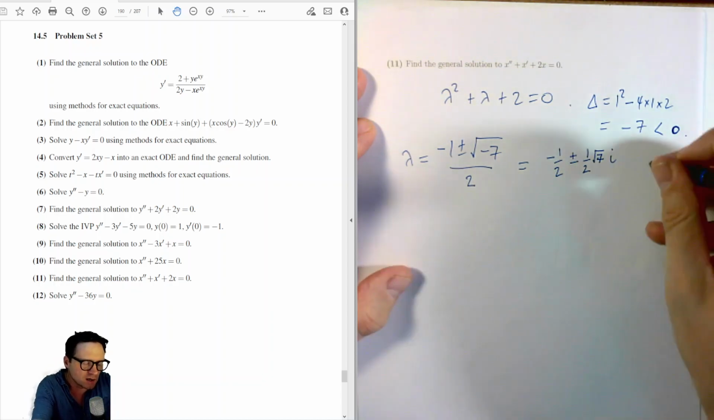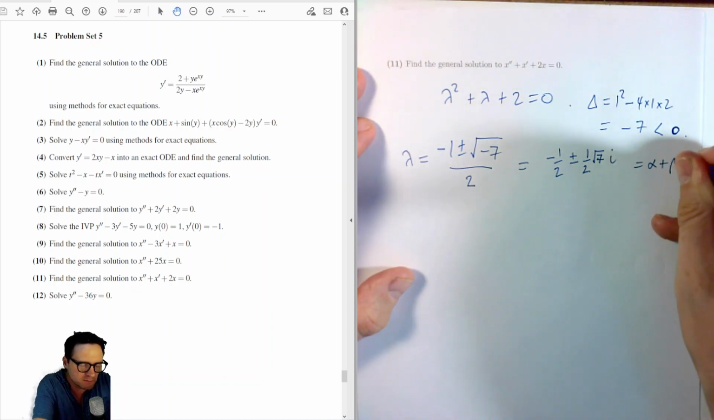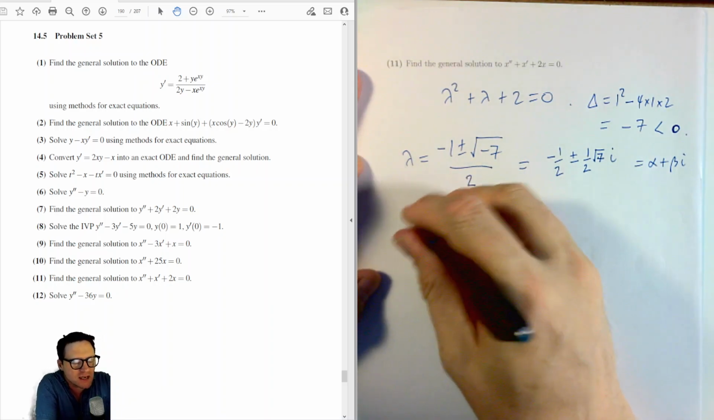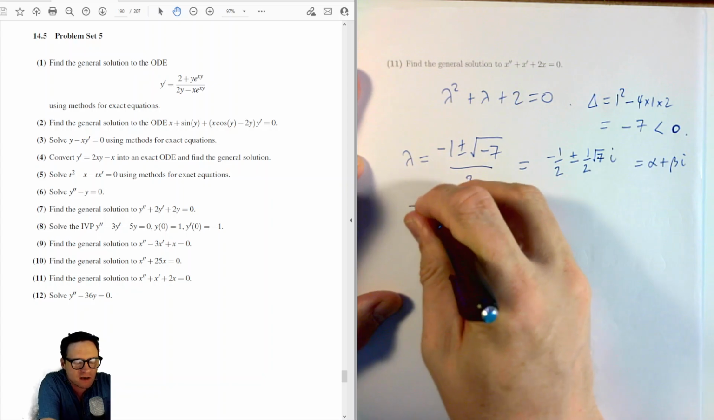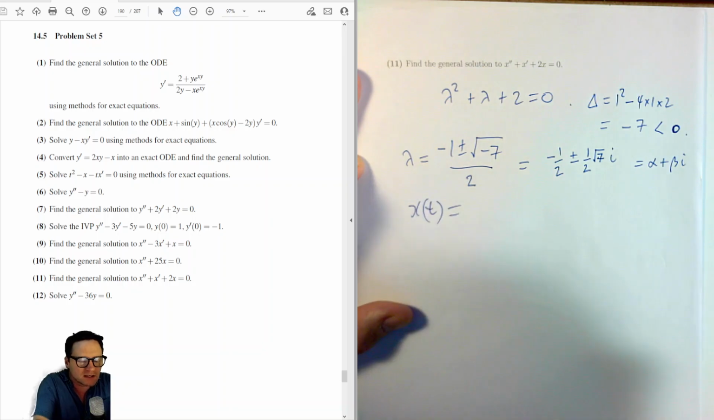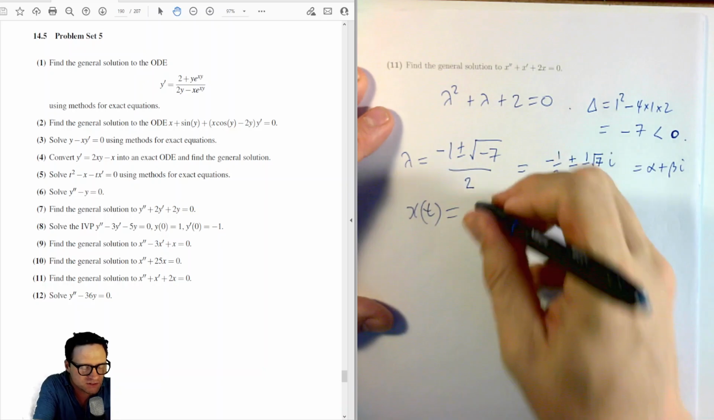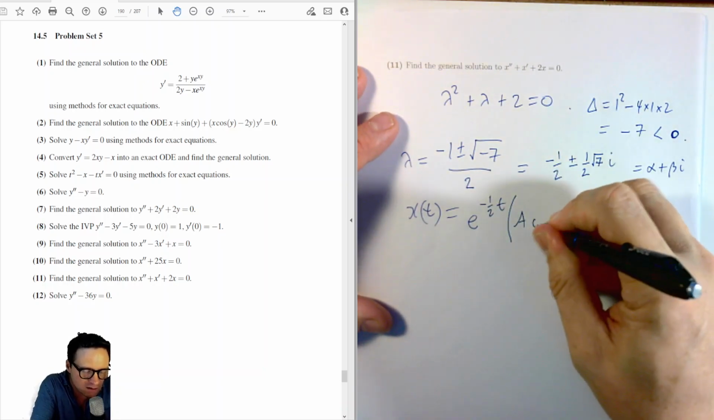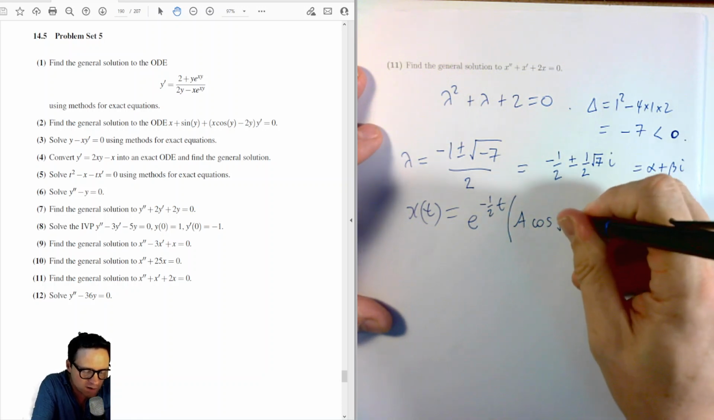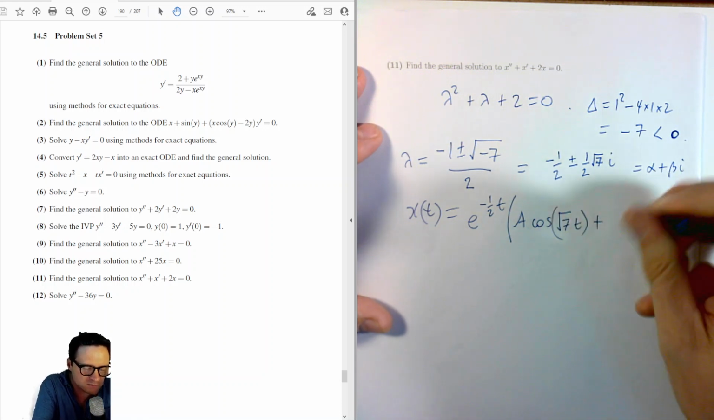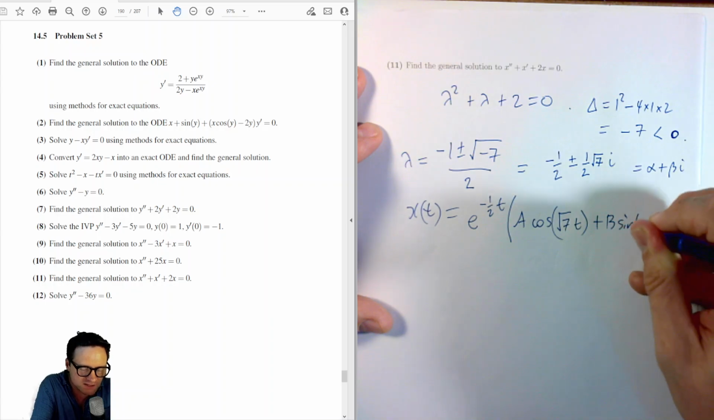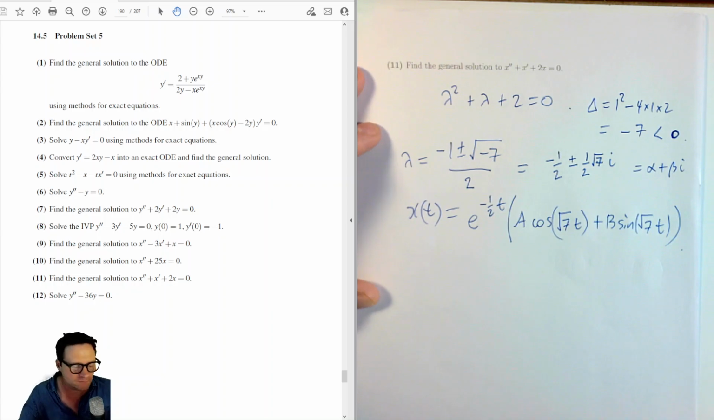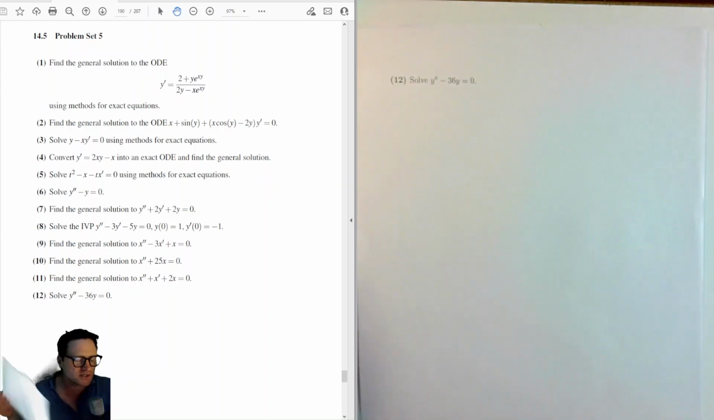Okay, so the real part, so alpha plus beta i, looking at it in this way, the real part is minus 1/2. And so we have our general solution x of t equals e to the minus 1/2 t outside of a cos of the square root of 7 times t plus b sine of the square root of 7 times t. And that's our general solution. Okay, question 12.